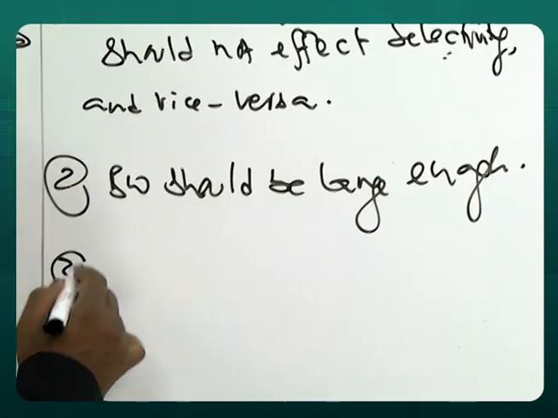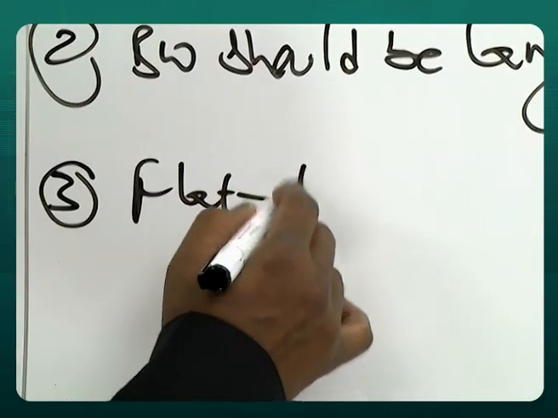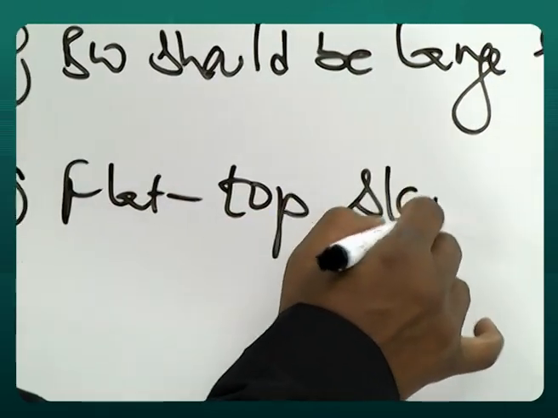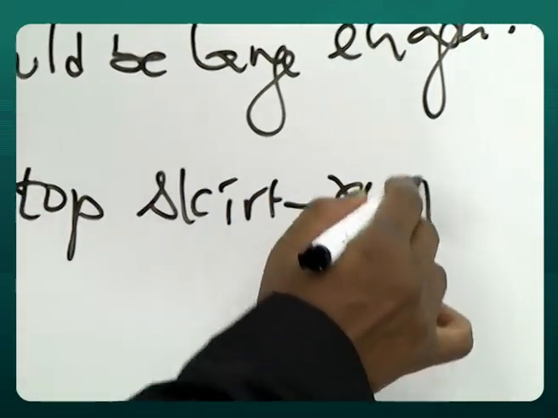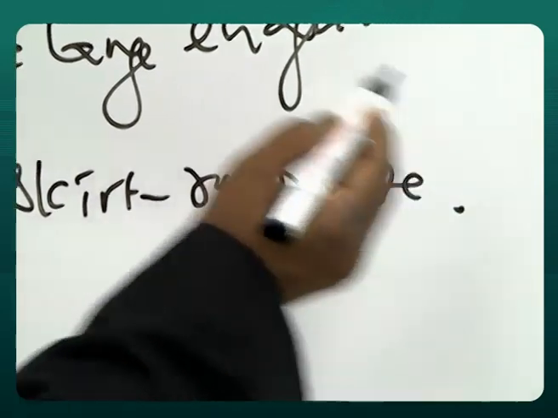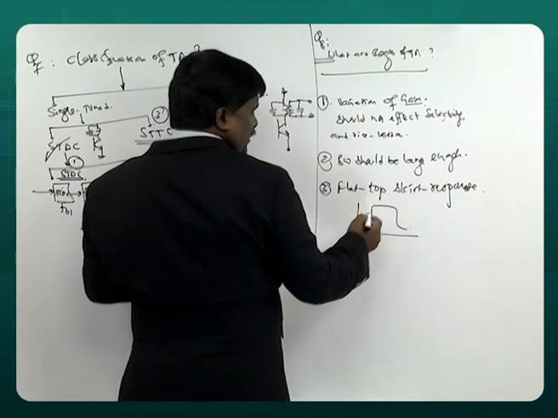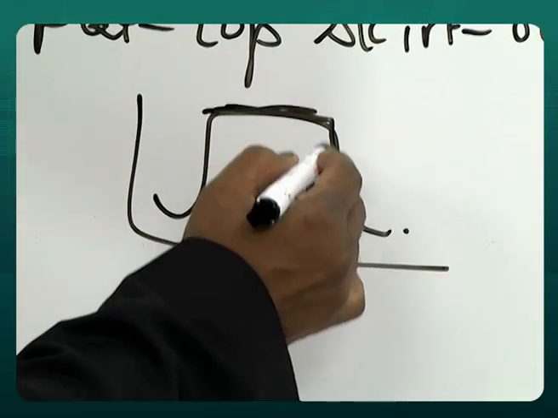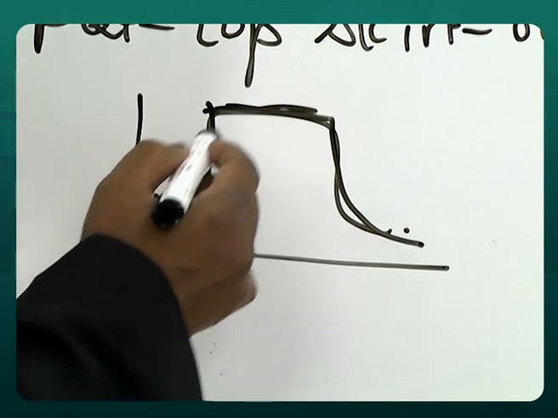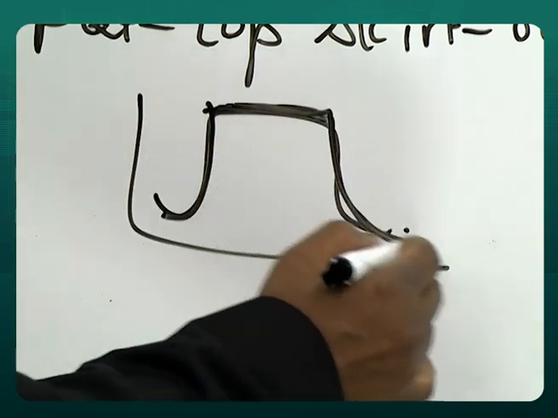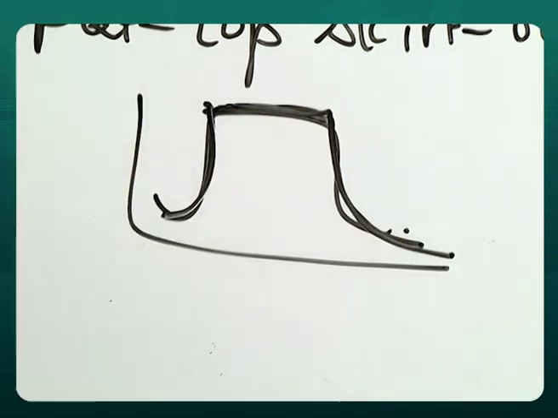Third and the last one is flat top skirt response. It should be like this. The top should be flat, and like a skirt it must fall. What is happening there?